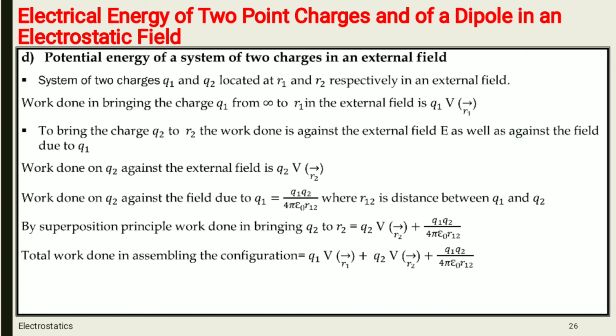मतलब Q1 चार्ज पहले इनफाइनाइट डिस्टेंस पे था from external electric field, तो आपने क्या किया, we have displaced that charge Q1 from infinity to distance R1 in that external electric field. सो उसका वर्क डन क्या होगा, Q1 V(R1).